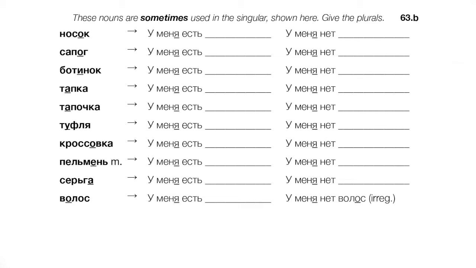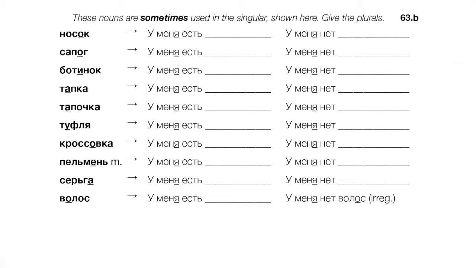Okay, волосы. Let's say I have hair. У меня есть волосы. And here is an irregular genitive plural, у меня нет волос. And that's basically, I told you yesterday, that very archaic pattern in which the genitive plural was the same as the nominative singular.